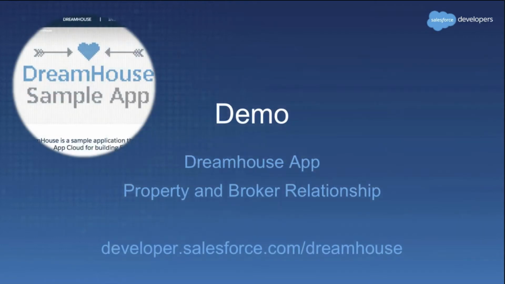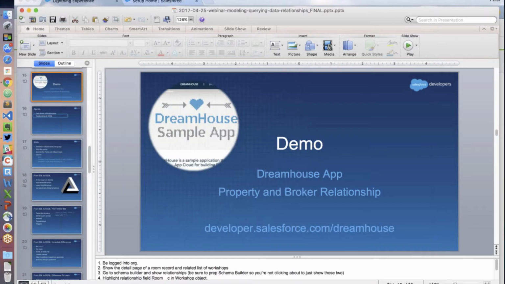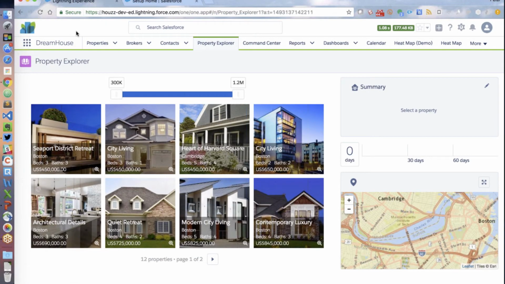All right, so let's jump in, and we'll do a quick demo here and step through this relationship of property and broker. Again, I'm using the Dreamhouse sample application. It's actually a managed package that you can easily install into any Salesforce org. It's not a production-ready application, so don't do it in your production org. Go sign up for a developer edition org, install it and take a look. There are some really cool use cases, and all of those are found on developer.salesforce.com/Dreamhouse.